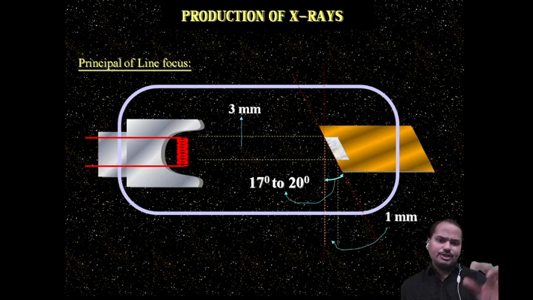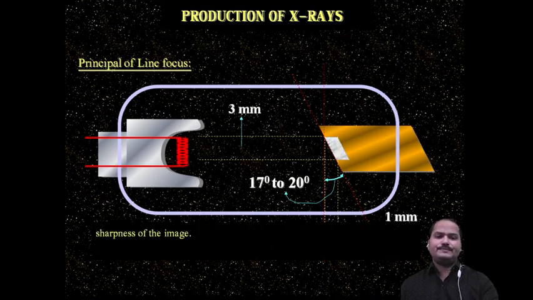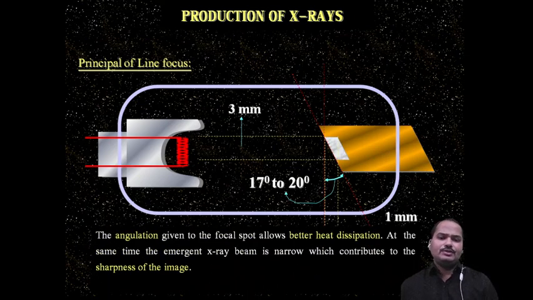And this reduction in the focal spot will cause the sharpness of the image. So this angulation will give better heat dissipation, and this emergent beam which is produced with this angulated focal spot will be narrow and it contributes to the sharpness of the image.